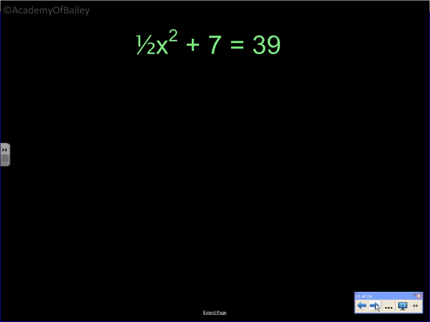This one right here has a fraction in it. You still work it out the same way. If you feel comfortable enough, go ahead and work that out. If not, I'm going to be working it out in one moment. Oh, we're going to subtract 7 first. So we are left with 1/2 x squared is equal to 32.